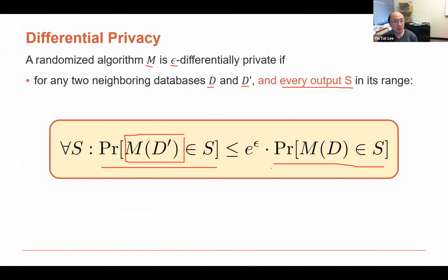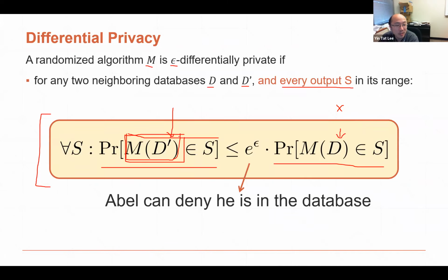To give you an example of why this property is important, imagine this database D has Abel, and this database D prime has Abel. The algorithm outputs something, and then someone looks at the database and recovers some information about Abel because of the output. Then Abel can say, no, it is impossible, because whatever the output for D prime, the algorithm can output the same with almost the same probability without me. And that's why you cannot really be sure from the output of the algorithm that you know something about me.